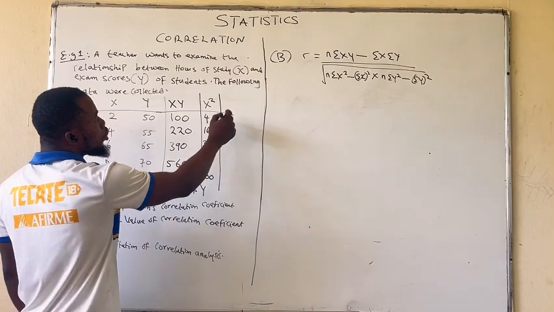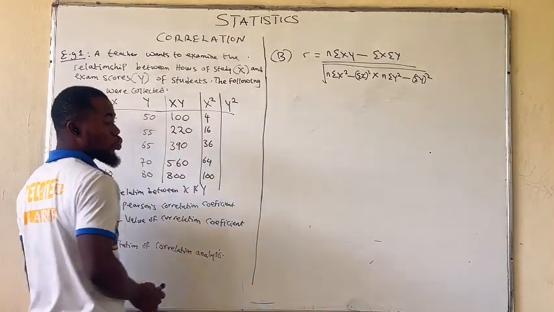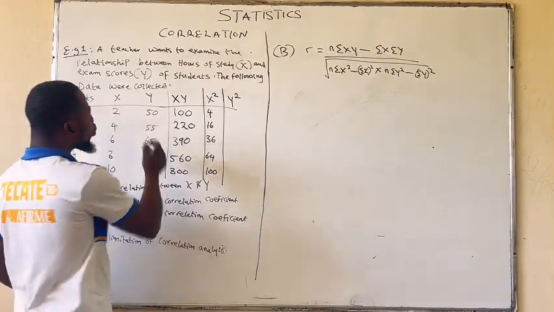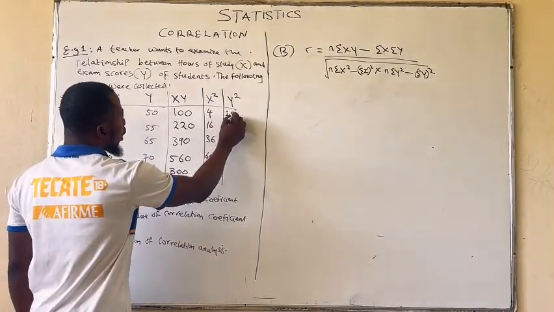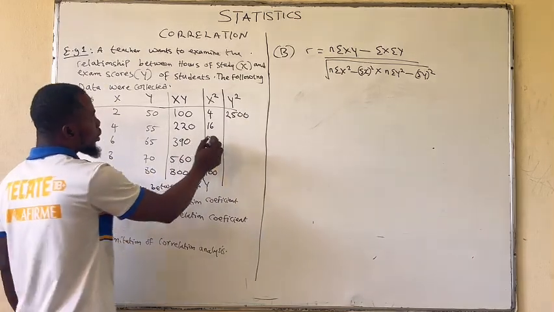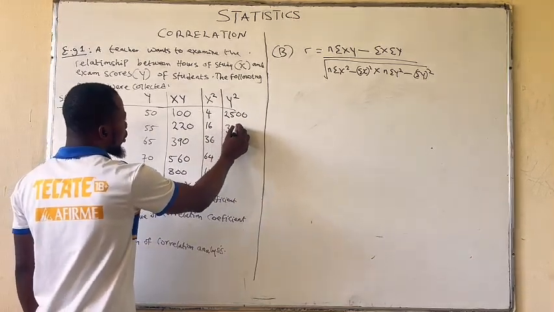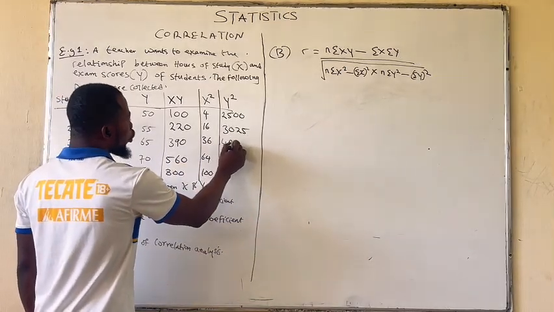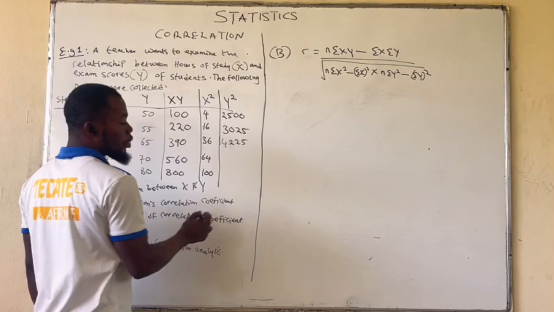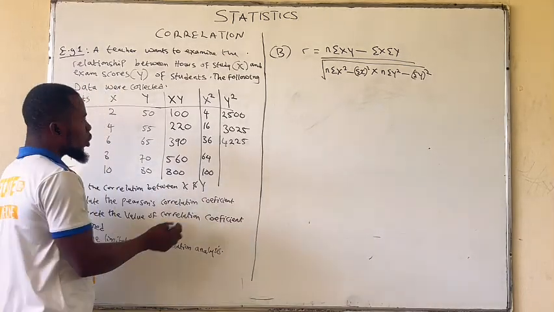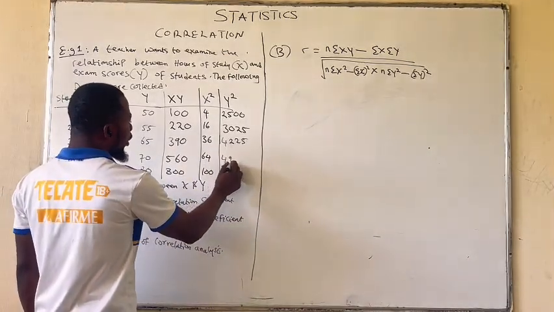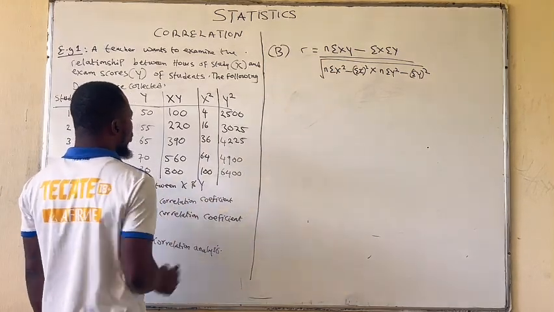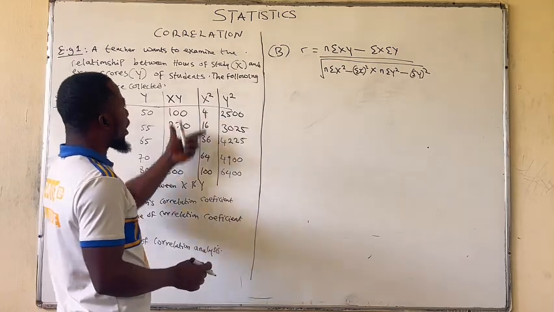We still need the summation of Y. We need Y squared, so in this case you square all the Y. 50 squared will give us 2,500. 55 squared will give us 3,025. 65 squared will give us 4,225. 70 squared will give us 4,900. 80 squared will give us 6,400.